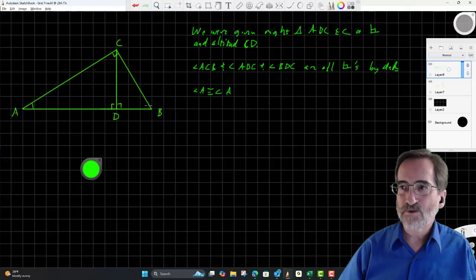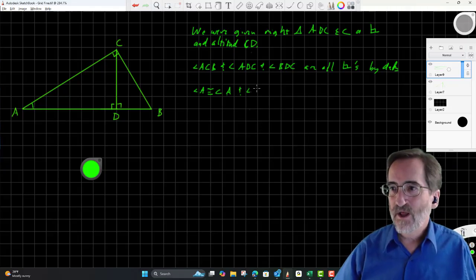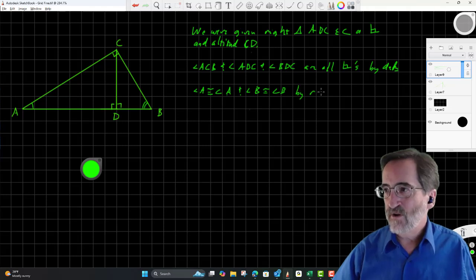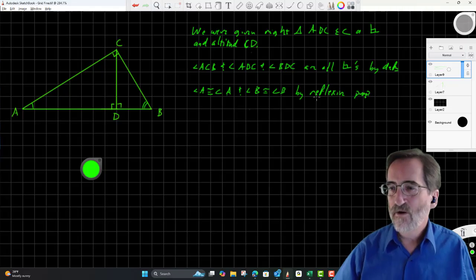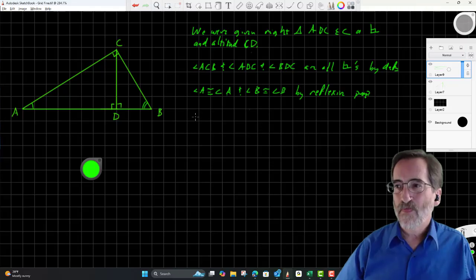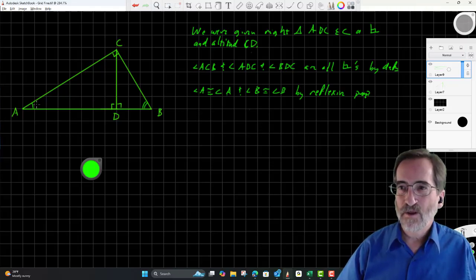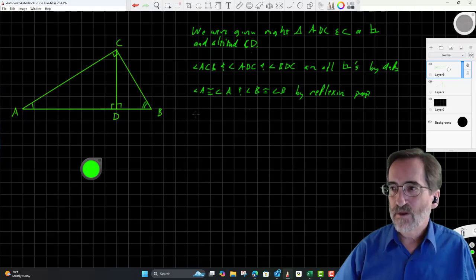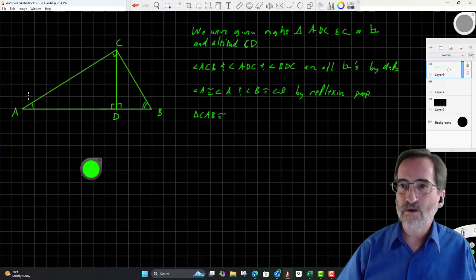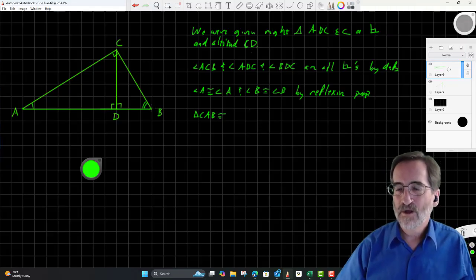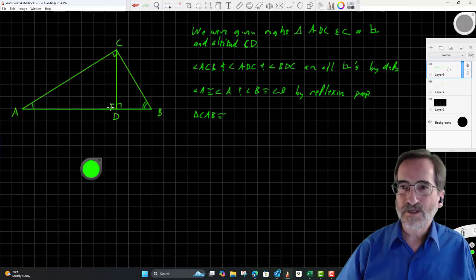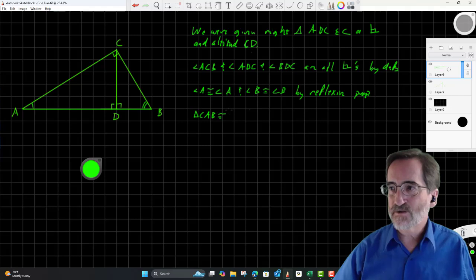So angle A is congruent to itself, and angle B is congruent to angle B by the reflexive property. So check it out. Let's go with the large triangle CAB. Triangle CAB is similar to, now I went with right angle, small angle, medium angle, so I'm going to go with right angle D, small angle A, C. So triangle DAC.